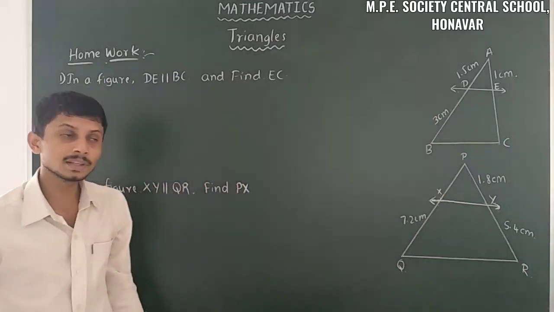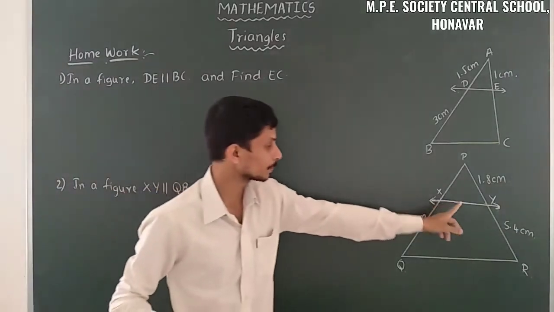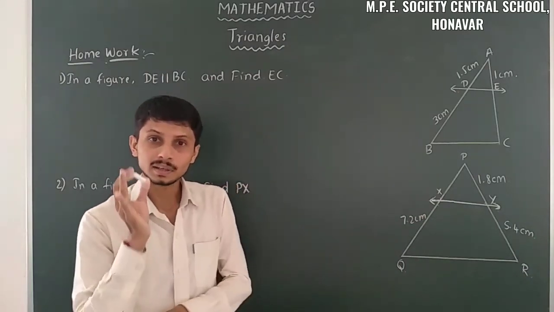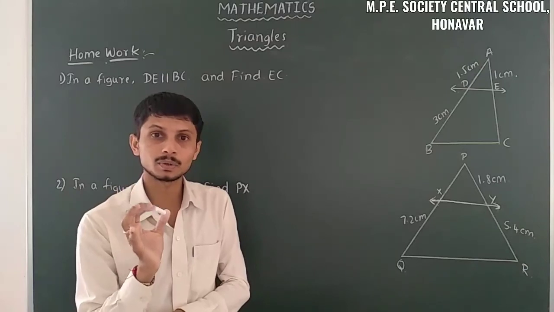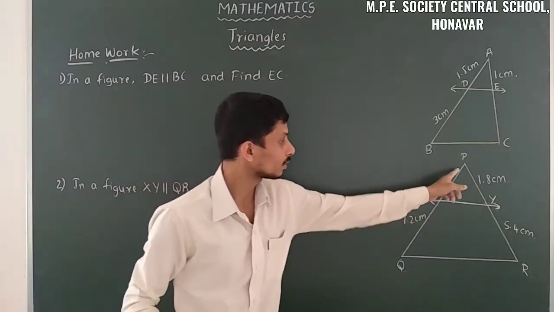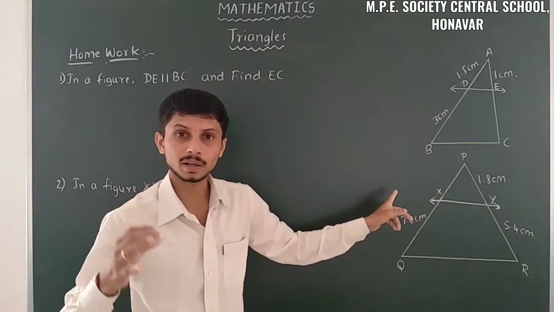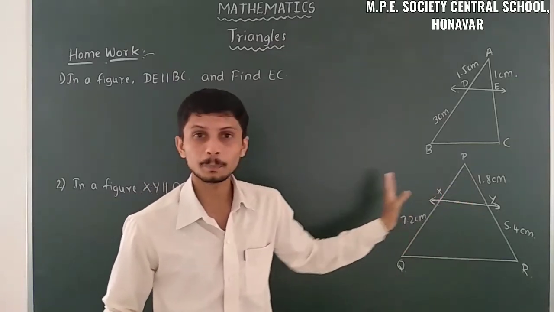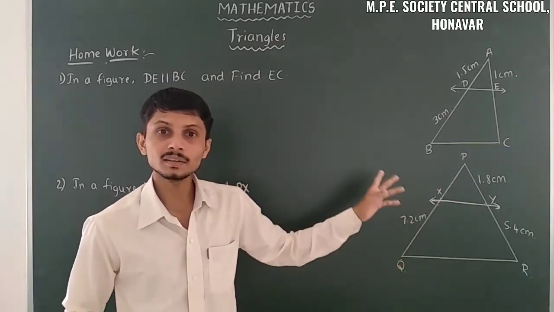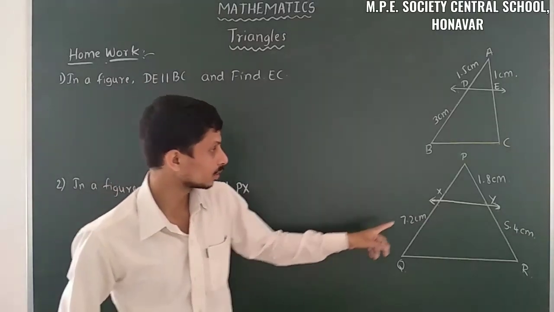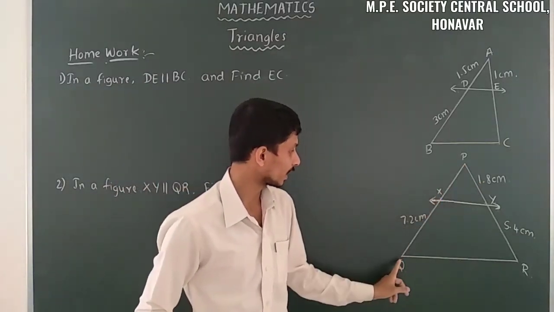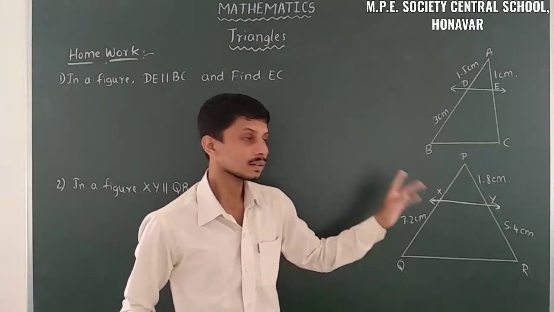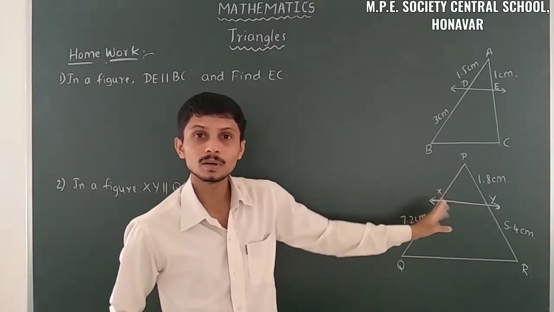Similarly, here XY is parallel to QR, so here also you have to write the statement of theorem 6.1. If a line is drawn parallel to one side to intersect the other two sides at two distinct points, then the other sides are divided in the same ratio. Then we take PX by XQ and PY by YR, substitute all the measures here, and find out the value of PX.